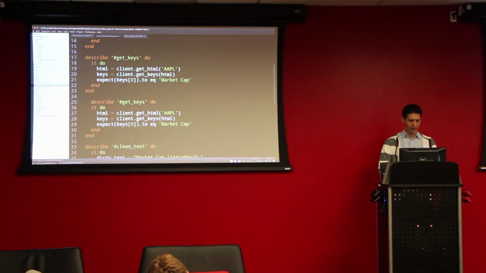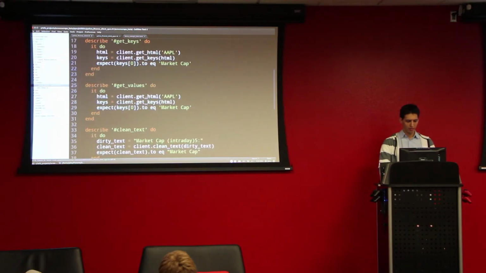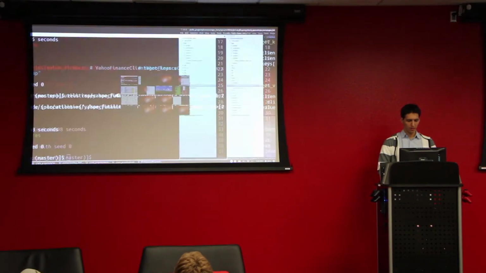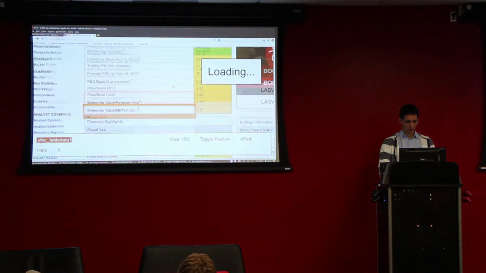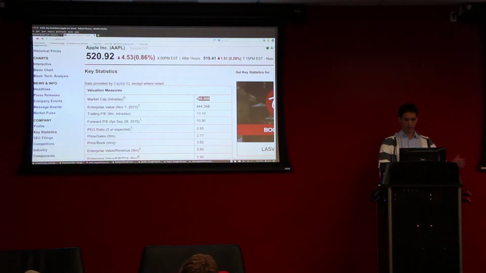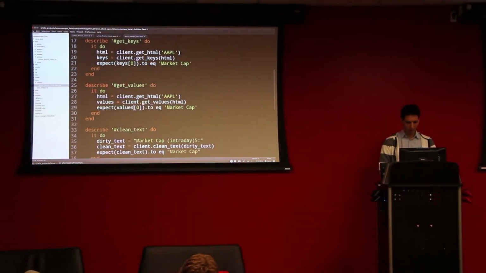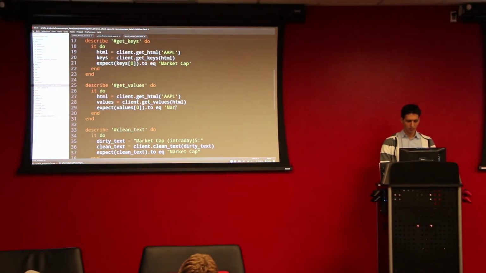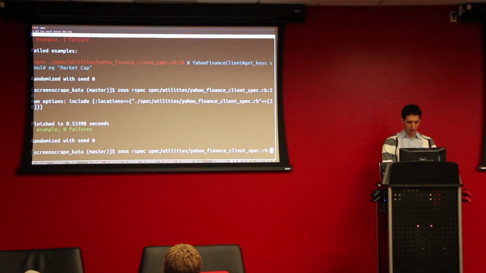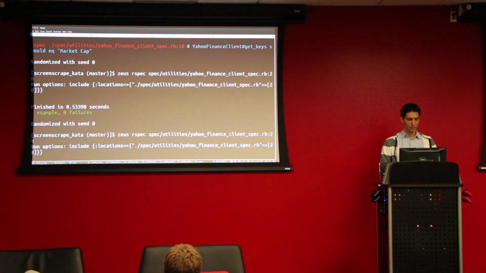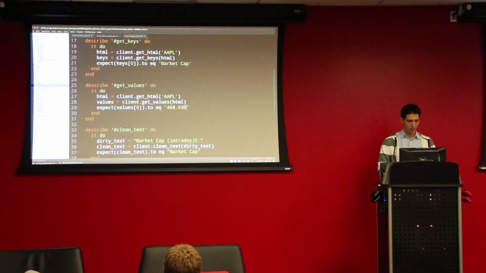We must fail before we can succeed. We're going to get values. And we are expecting the first value to equal whatever's first in this table, so 468 billion. Okay, we have a test. Let's go ahead and run it. It's on line 28. And it fails, not surprisingly.